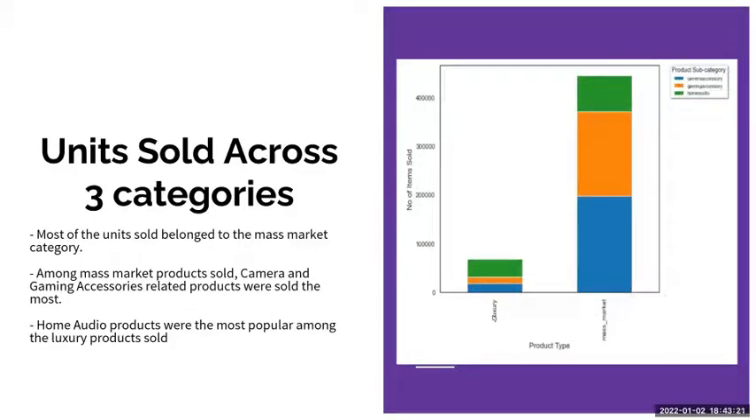So there are two major categories, right? One is luxury and there's mass market, and then we split the number of items sold on the y axis. Here you see gaming accessory and the blue one, that is camera accessory, are sold in the mass market. And when you come to luxury, you have the green one. That's home audio. So basically, it says that home audio is the category where luxury items are sold. That's an insight that we get from here.